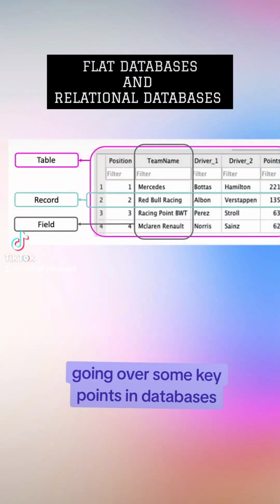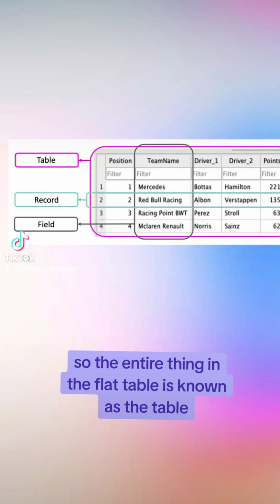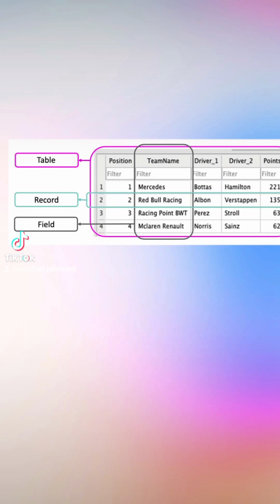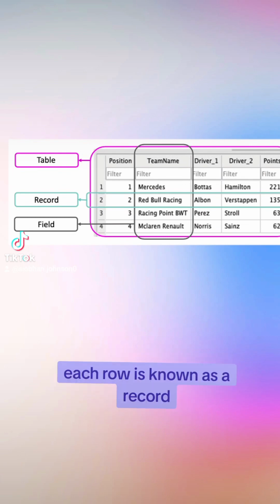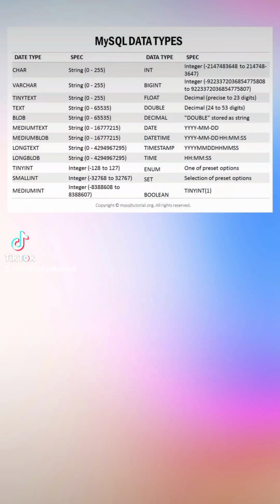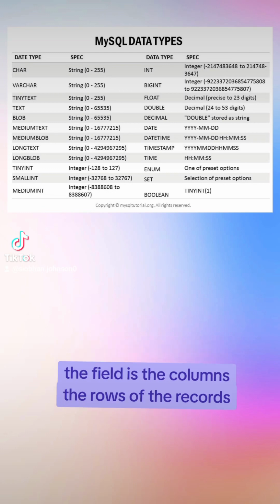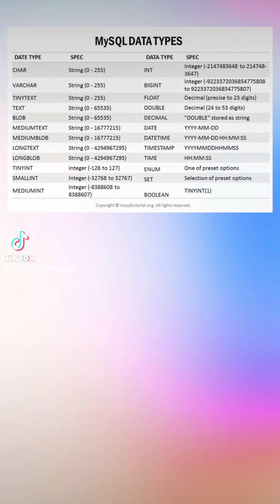Going over some key points in databases, the entire thing in a flat table is known as the table. Each row is known as a record, and each column is known as a field. So these are data types, and this is the input types we can put into our fields and records. Again, the fields are the columns, the rows are the records.